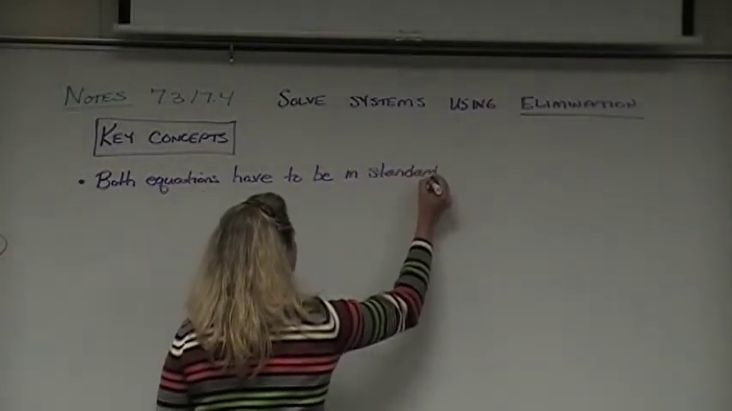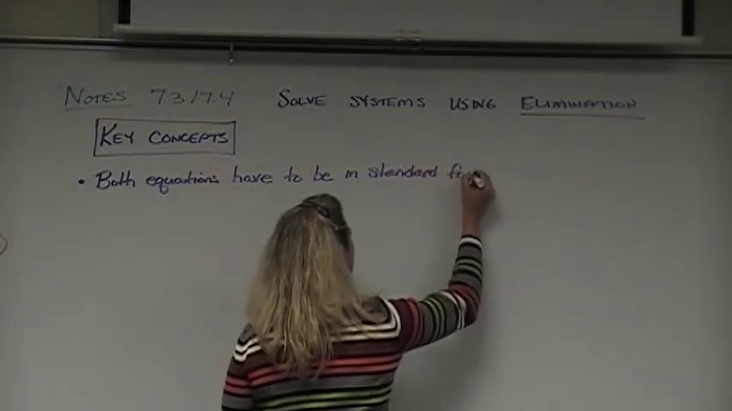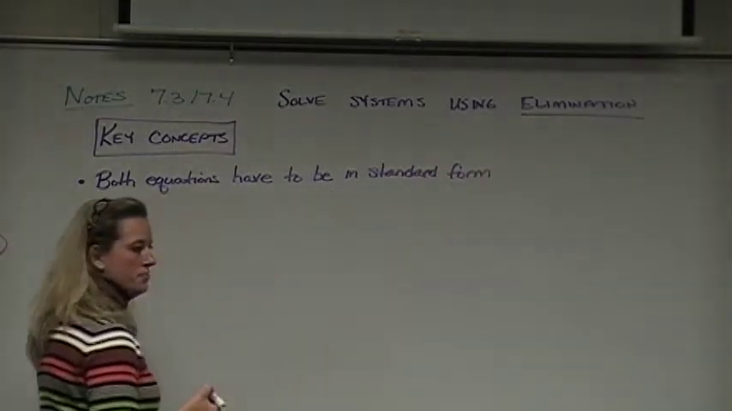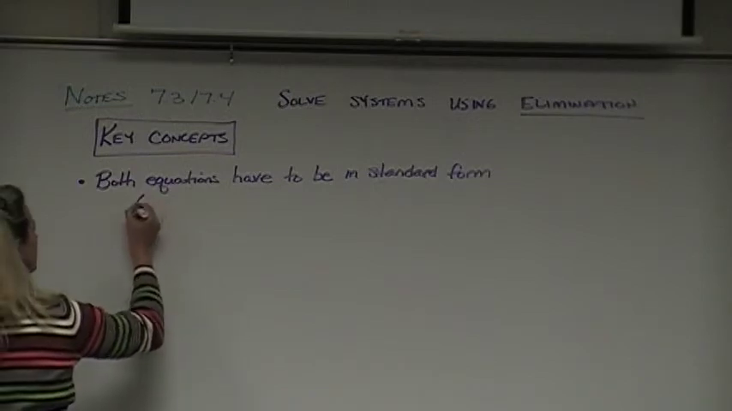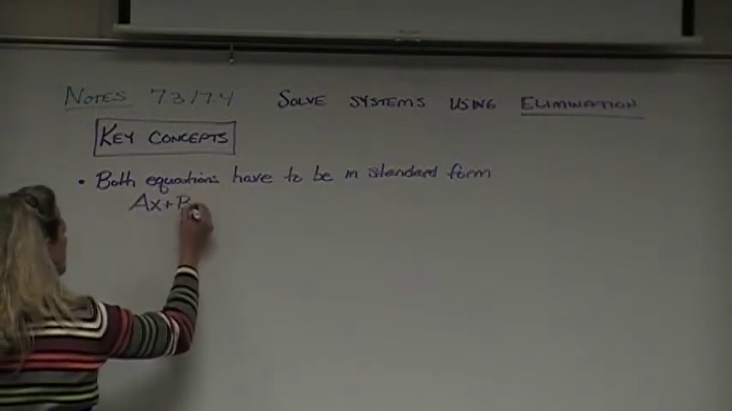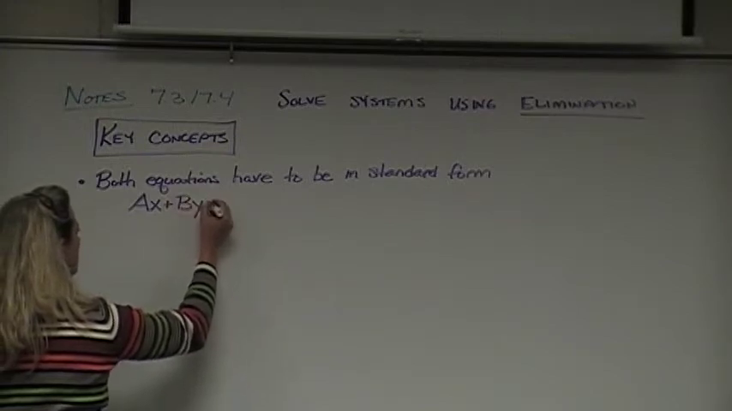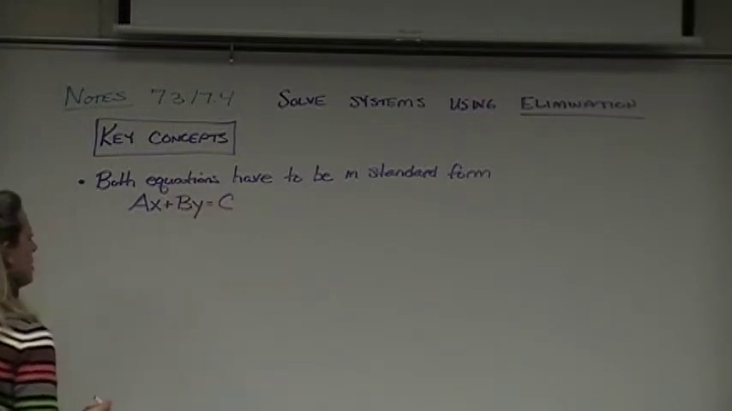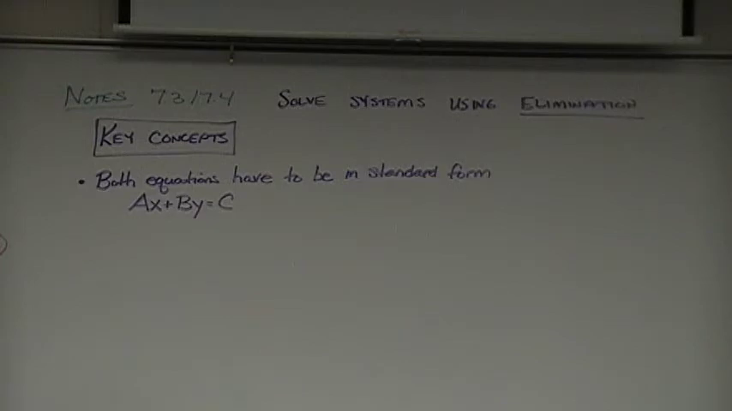Okay, and again, can anyone remind me what standard form is? AX plus BY equals C, right. AX plus BY equals C, okay? Both equations, when you use elimination, have to be in standard form. If they're not in standard form, then you're not going to be able to use elimination to do so.